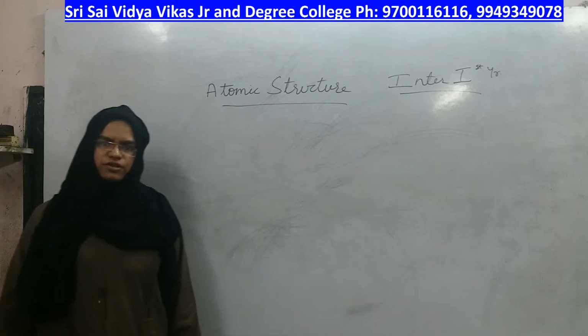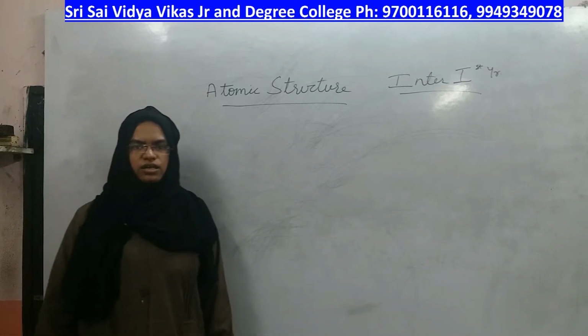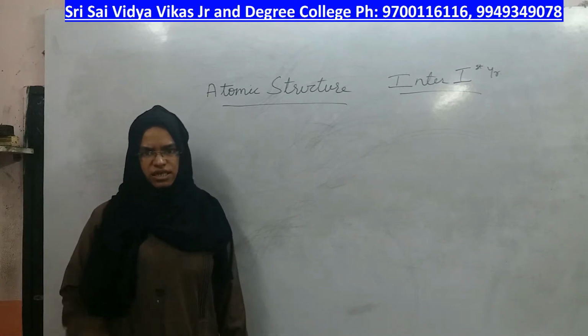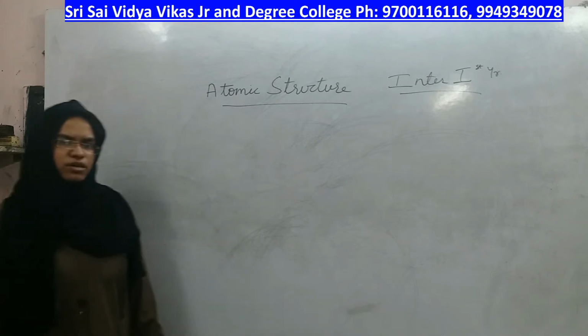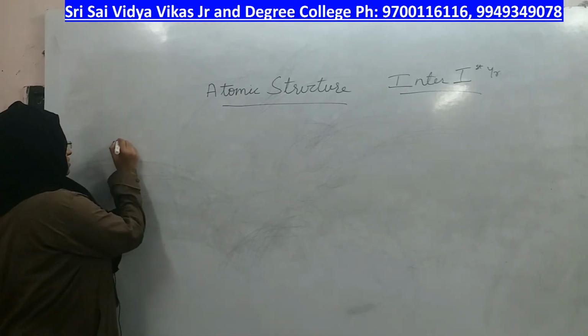In the last class, if you remember, we stopped at quantum numbers by seeing just its types, right? There were 4 quantum numbers which we have seen, right?